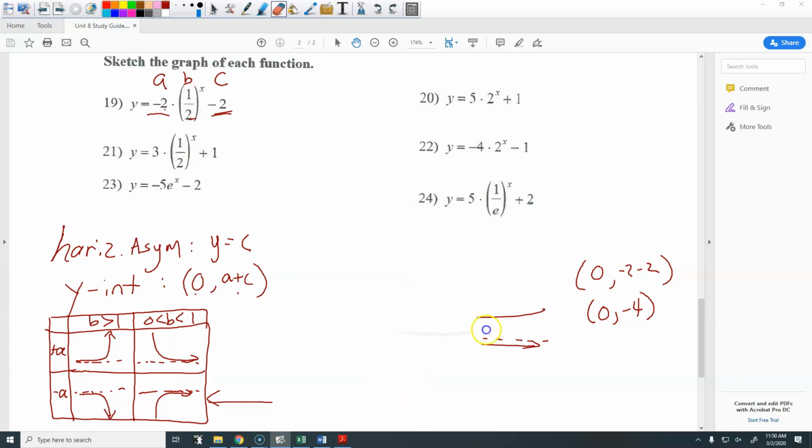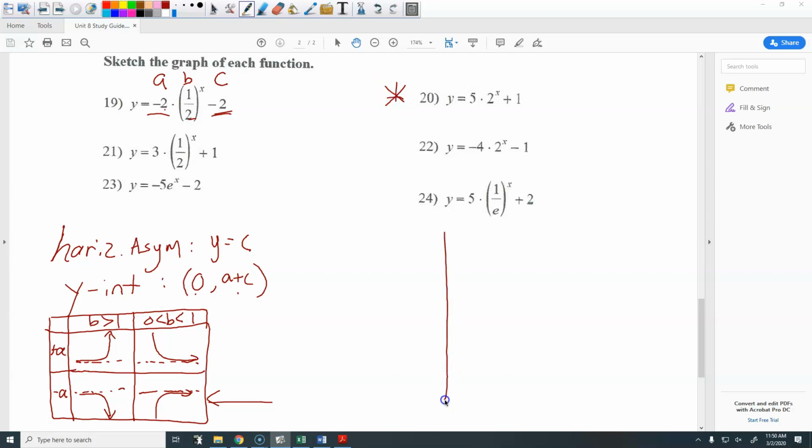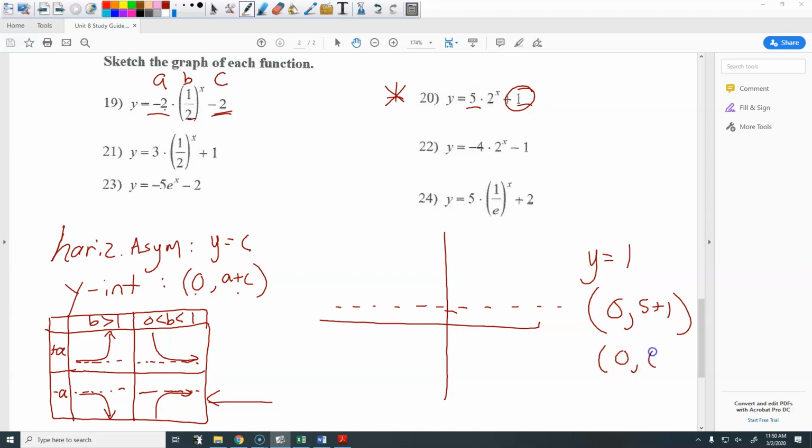I'll do just 2 of these problems. I'll let you guys handle the rest. I'll do also some from 23 and 24. Let's take a look at number 20. So for number 20, my horizontal asymptote is 1. My y-intercept is a plus c, which is 0, 6. And my b is greater than 1 and my a is positive, so that would be this shape. Look like that.